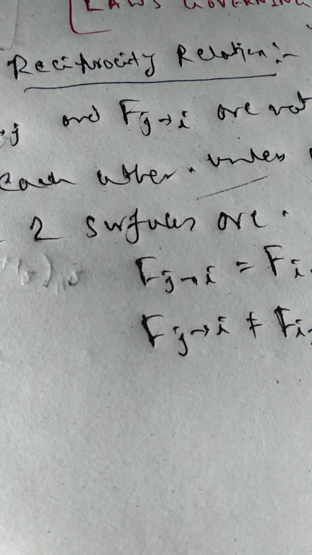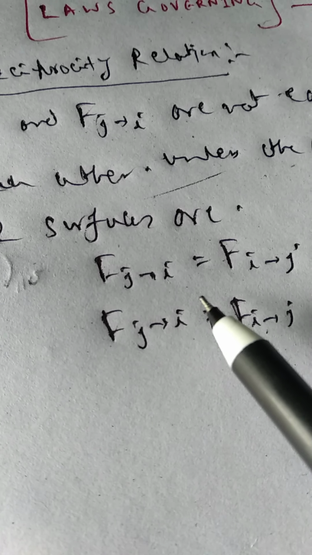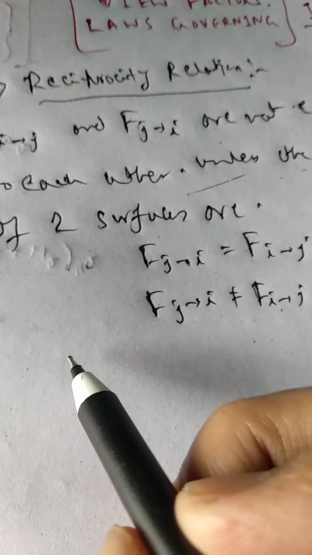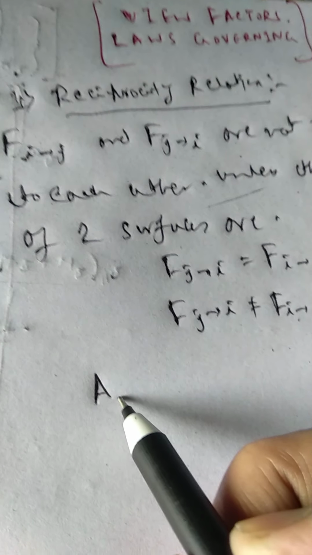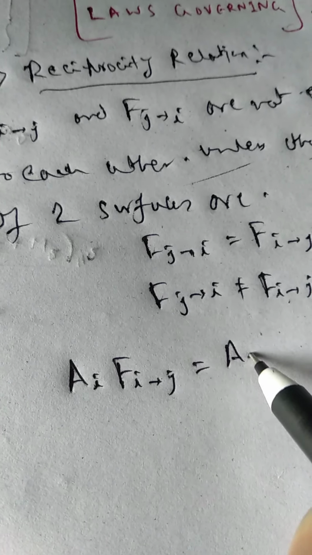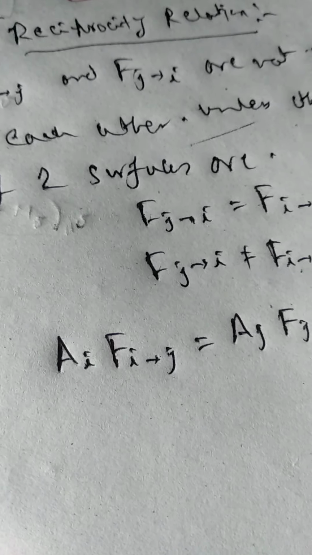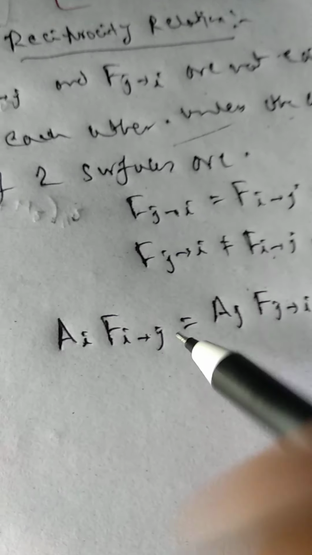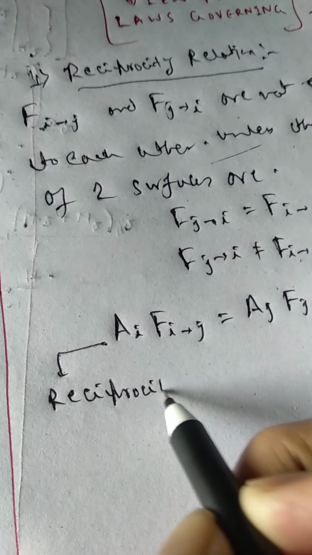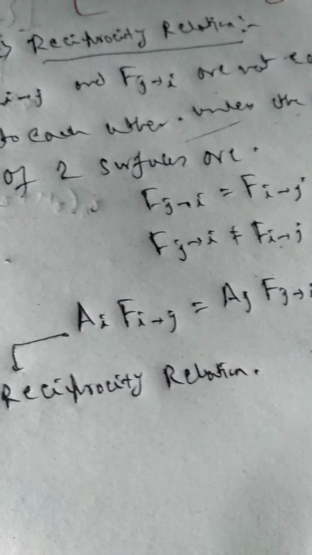Now these two view factors, F_ij and F_ji, this pair of view factors, are related to each other by a relation which is given by A_i F_ij is equal to A_j F_ji. Now this relation is known as the reciprocity relation or reciprocity rule.